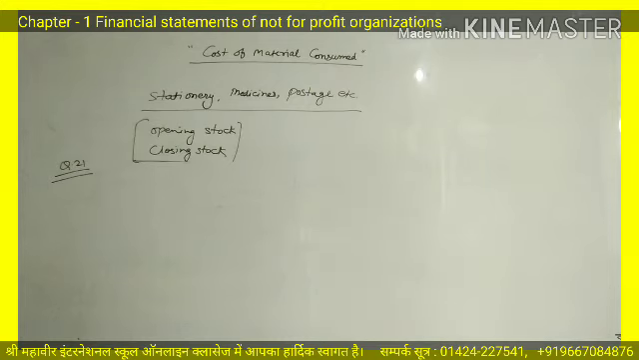Calculate the amount of medicines consumed to be debited to income and expenditure account for the year ended 31st March 2019. You have to find the amount of medicine consumed to be debited to income and expenditure account. As you can see in the question, opening stock of medicine, closing stock of medicines are given, amount paid for medicines during the year, and opening creditors and closing creditors.